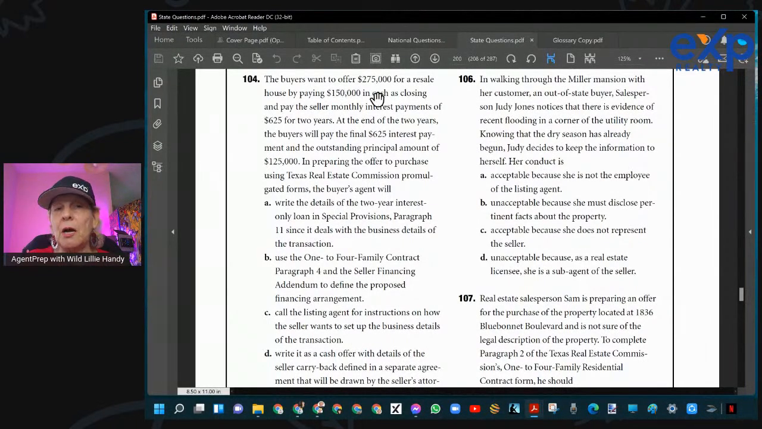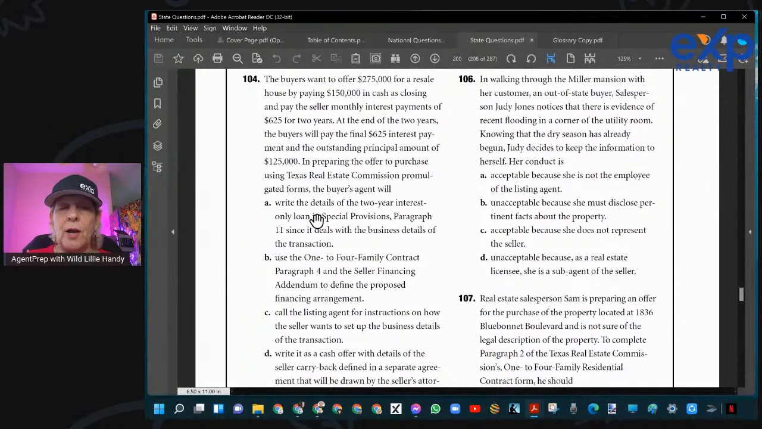Okay, 104. The buyer wants to offer $275,000 for a resale house by paying $150,000 in cash as closing and pay the seller monthly interest payments of $625 for 2 years. At the end of the 2 years, the buyer will pay the final $625 interest payment and the outstanding principal amount of $125,000.